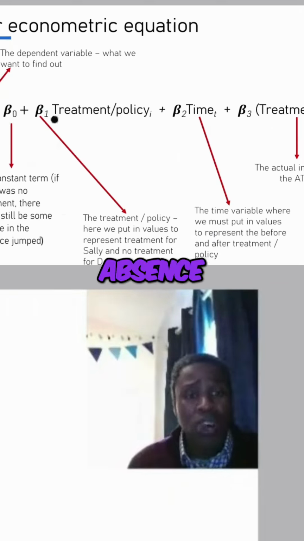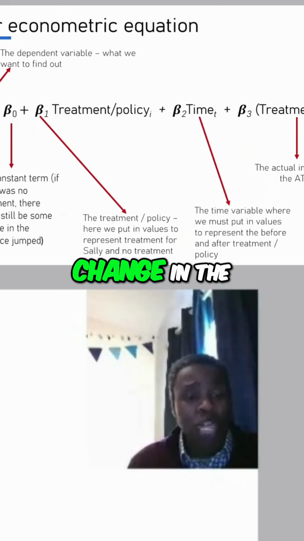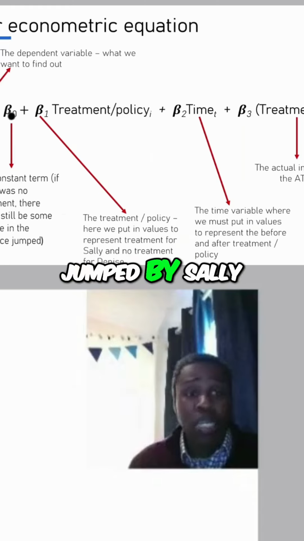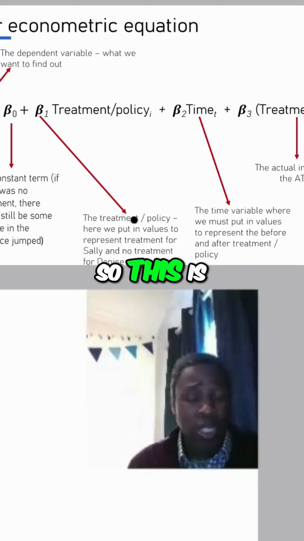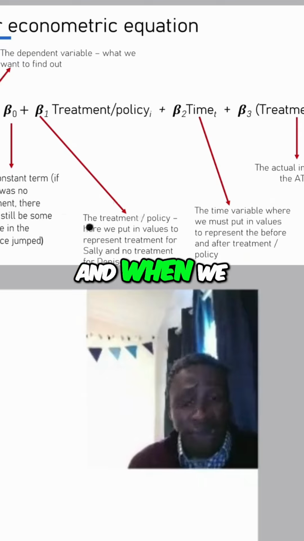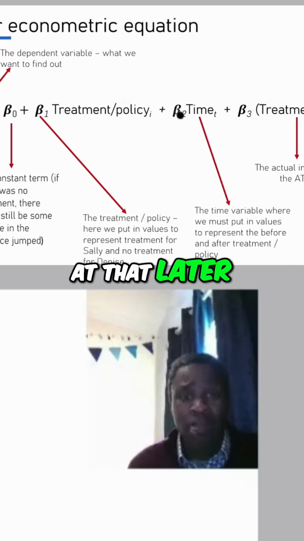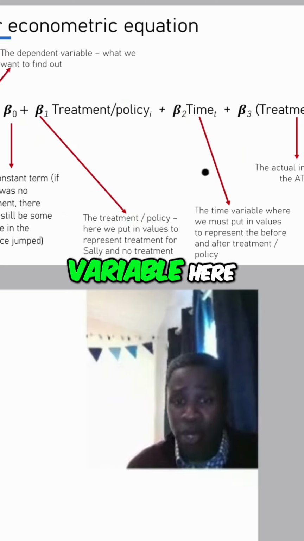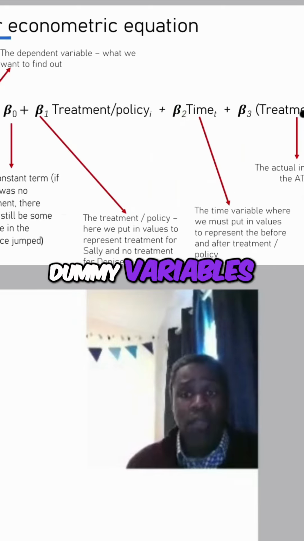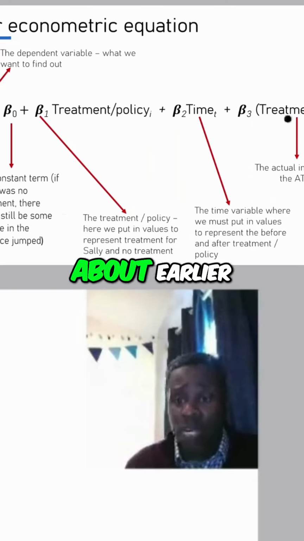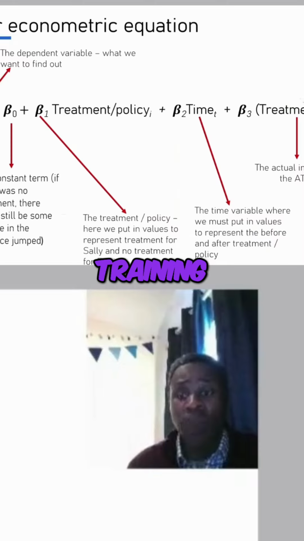So in the absence of any of these other treatments or time, etc., there will be some change in the distance jumped by Sally. Beta 1 is the treatment or the policy. So this is Sally's training program. And when we come to do the analysis, we'll either put a 0 or 1, that are called dummy variables. We'll have a look at that later. We've got a time variable here, and we need to put in values again, 0 or 1, they're called dummy variables. And the actual impact, ATET, which I talked about earlier, is the treatment multiplied by the time. And this is the actual impact of Sally's training program.